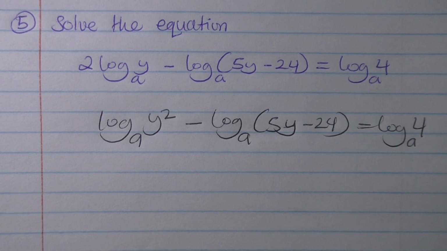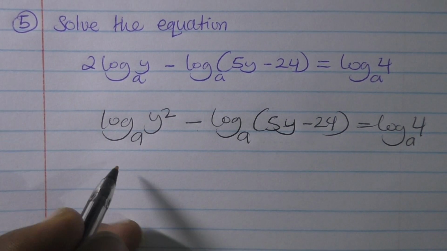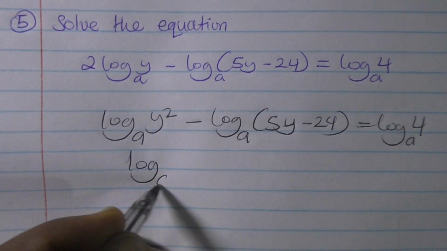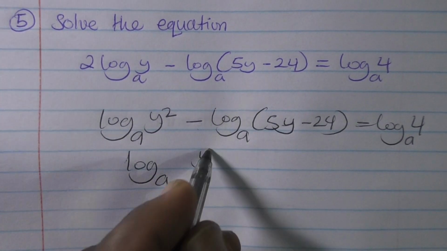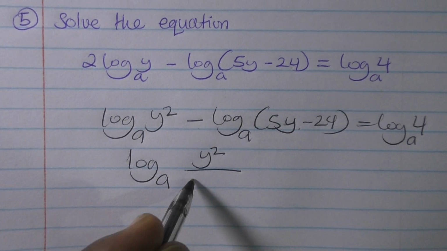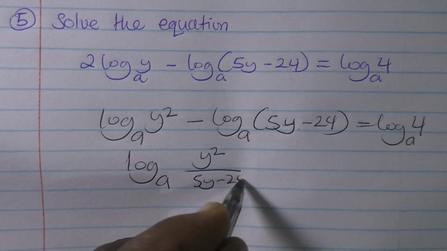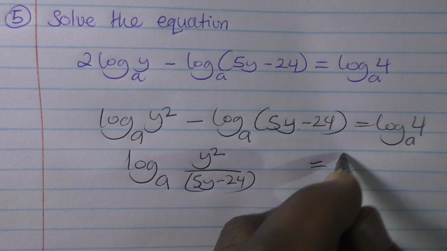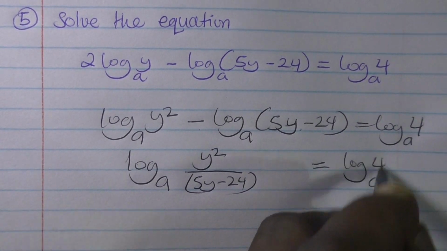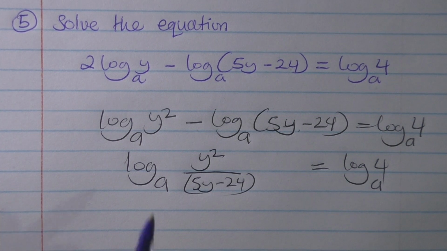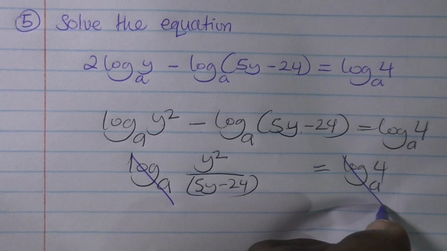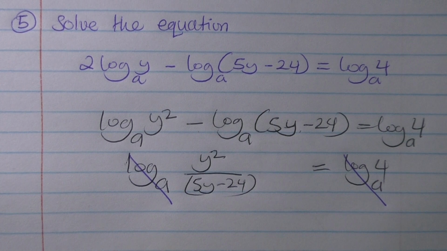After that, we are going to apply the rules of logarithms. Since we have a minus, when I'm subtracting, I divide the first power, which is y squared, over the next power, which is 5y minus 24. This gives us log_a 4. The moment I get log on both sides, I'm free to cancel them out and consider the powers.